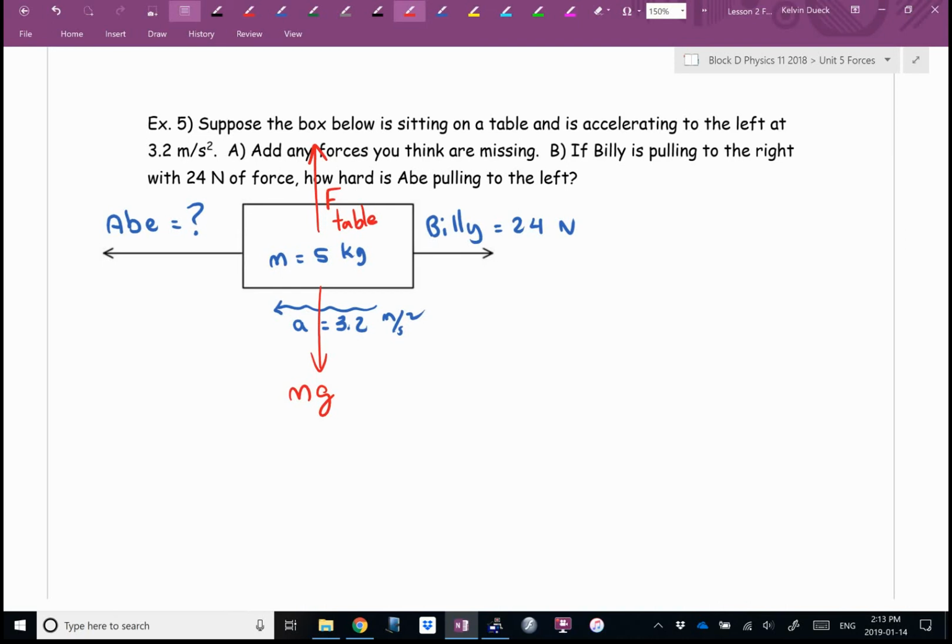Which way is this accelerating? Who's winning? Who's losing? What's it going to equal? MA. Don't overcomplicate it. Winner minus loser equals... So, I don't want to write Abe and Billy. I'm lazy. How about force Abe winner minus force B loser equals MA.